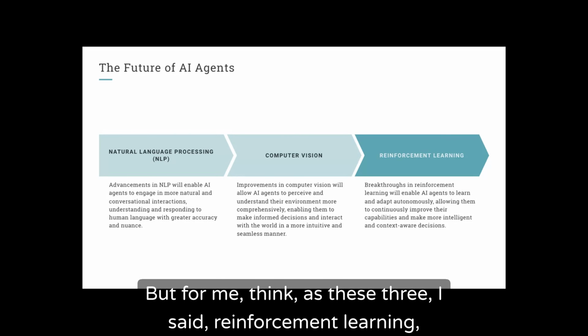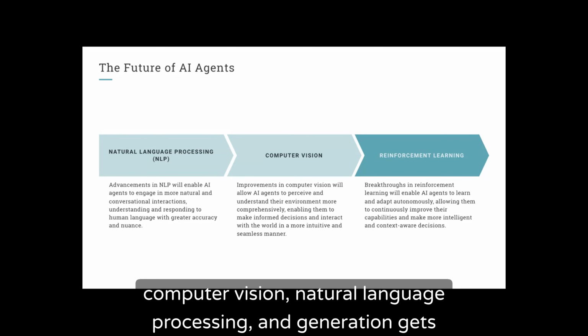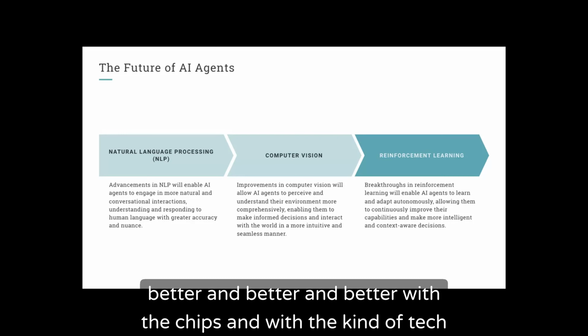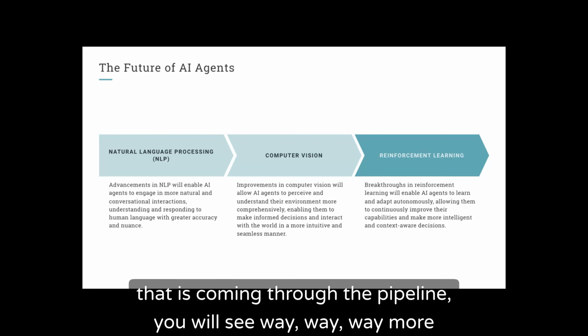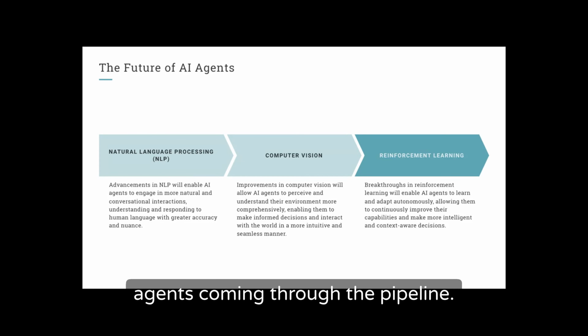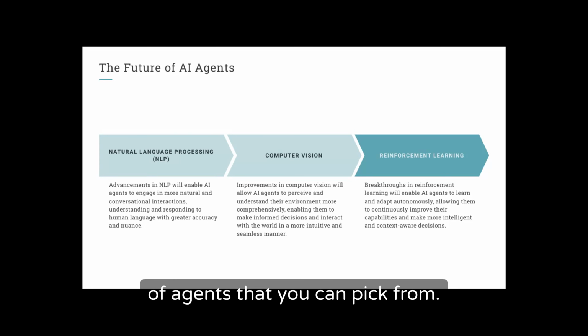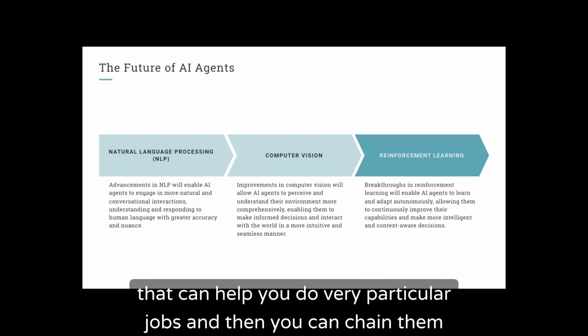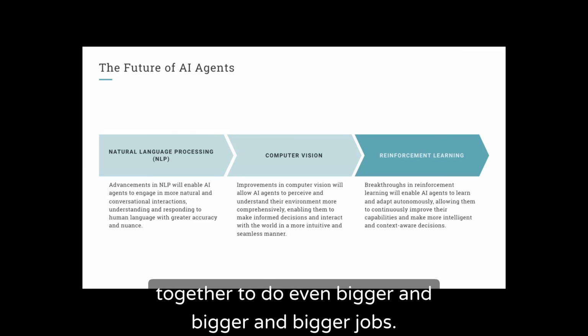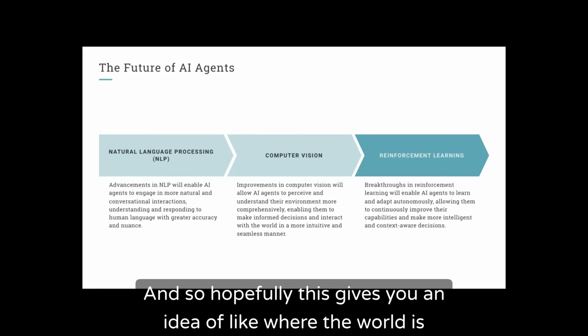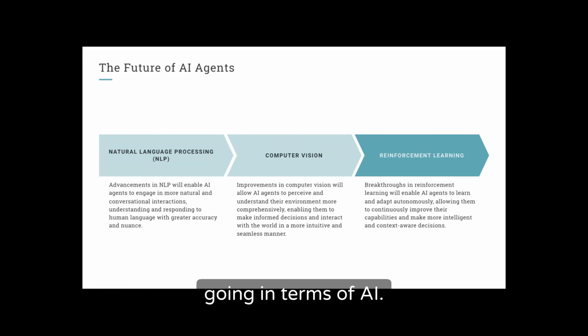But for me, I think it has these three, as I said: reinforcement learning, computer vision, natural language processing and generation. As they get better and better with the chips and with the kind of tech that is coming through the pipeline, you will see way, way more agents coming through. This will basically become a place where you will have hundreds of agents that you can pick from that can help you do very particular jobs. And then you can chain them together to do even bigger and bigger jobs. And so hopefully this gives you an idea of where the world is going in terms of AI.